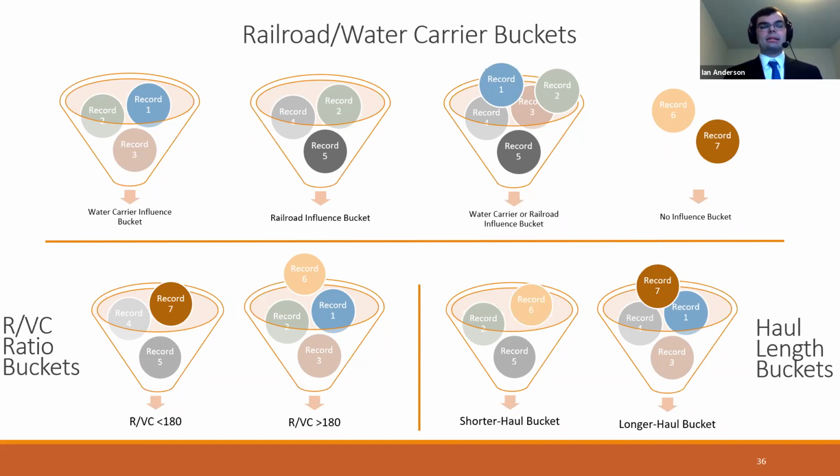At this point in the process, every waybill record in the 1992 waybill data and every waybill record in the 2018 waybill data have been placed in the following buckets: has or does not have water influence, has or does not have rail influence, has or does not have rail and/or water influence, is or is not below RVC ratio 180, does or does not have a length of haul less than 500 miles.